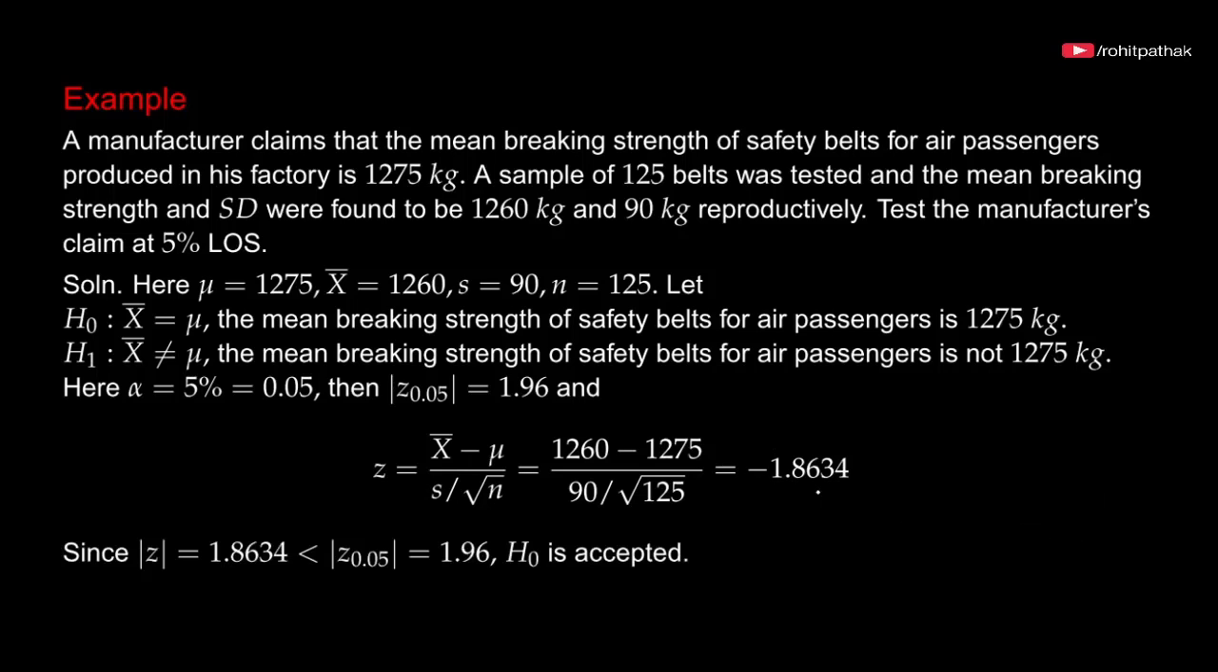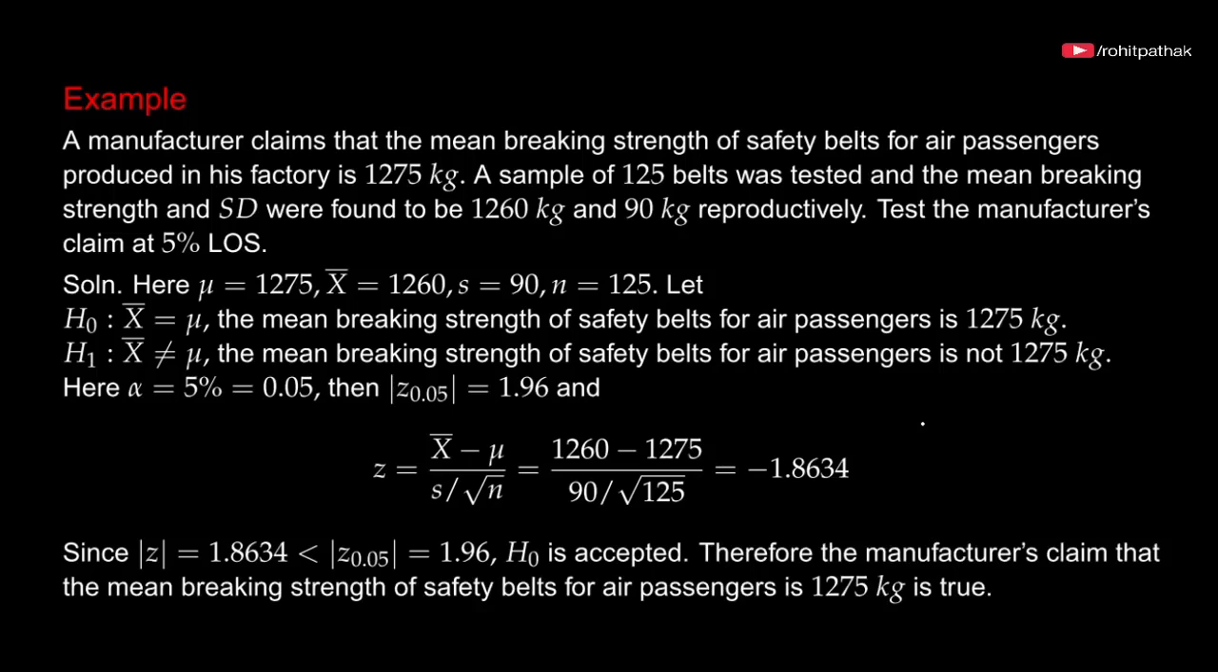And if we compare this test statistic with the standard value or critical value of Z, we find that this value falls in the region of acceptance. That means this value is in this region of acceptance, between minus 1.96 and 1.96. So this value 1.8634 falls somewhere here. So this is in the acceptance region. Therefore, H0 is accepted. That means there is no difference between the mean braking strength of safety belts for air passengers obtained from the sample and as claimed. So the manufacturer's claim is true. That means the mean braking strength of safety belts for air passengers is 1275 kg.